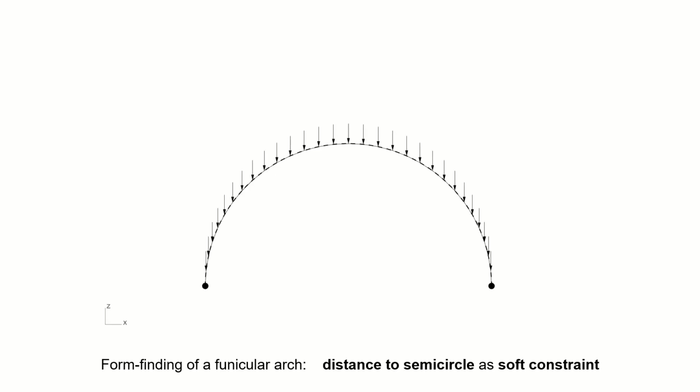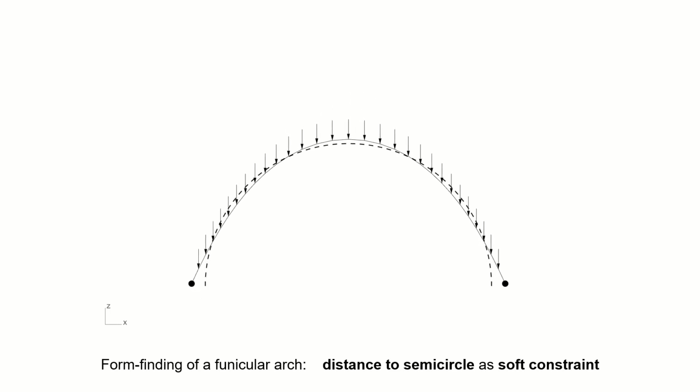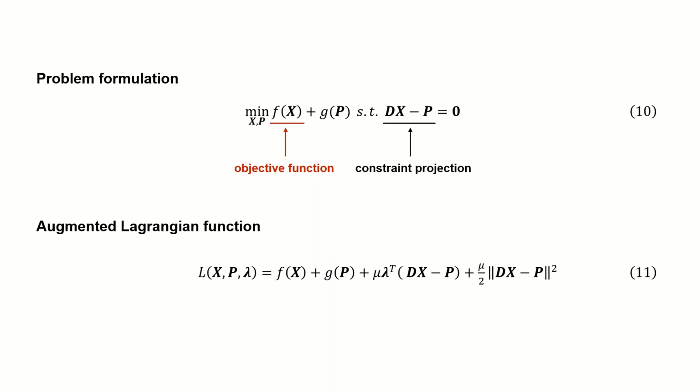This simple example is an arch of semicircular shape. Obviously, semicircular shape and pure compression of the arch are two conflicting constraints. In this case, the semicircular constraint can be relaxed and set as an objective target instead of a hard constraint. This problem reformulation allows for finding a unique solution that minimizes the discrepancy to the desirable shape. The objective function can be straightforwardly inserted in the original formulation of constraint projection.